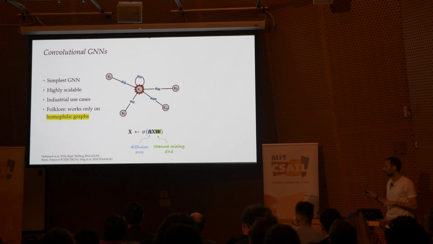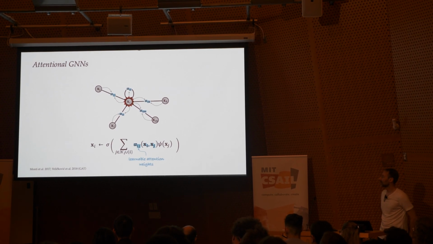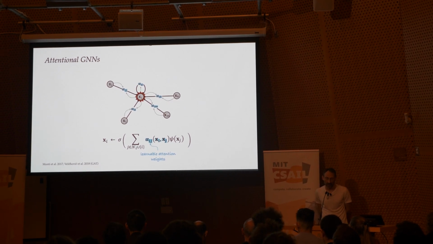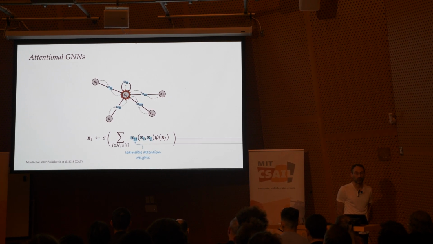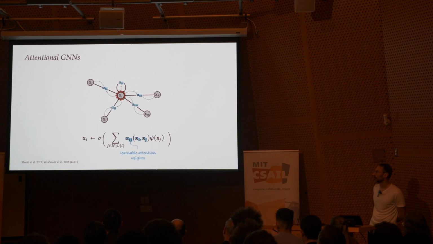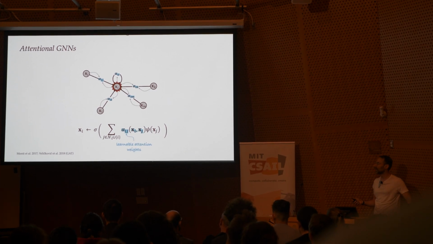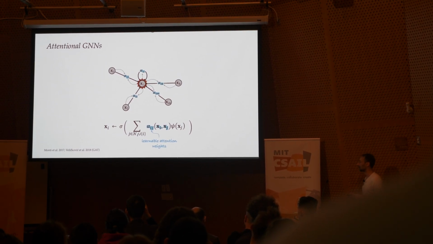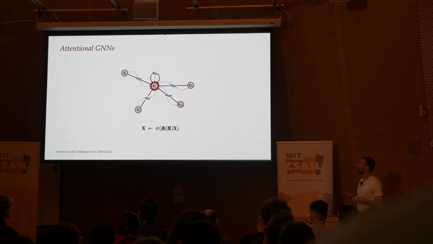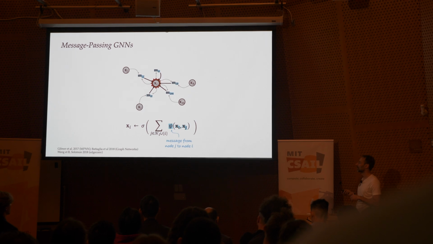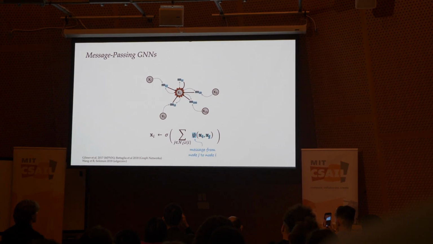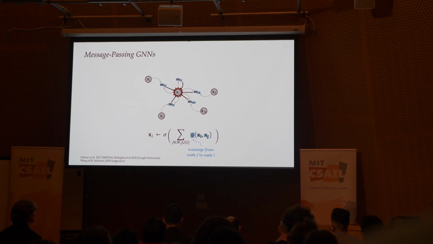So another type of graph neural network is attentional GNNs, or maybe you know it under the name of transformers. So transformers are a special case of graph neural networks on a complete graph where we now aggregate the neighbor features with weights that depend on the features themselves, not only on the structure of the graph. And in the most general case, we have generic message passing where we have a general function that takes as input the features of the node and the neighbor.